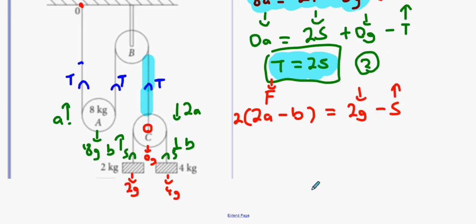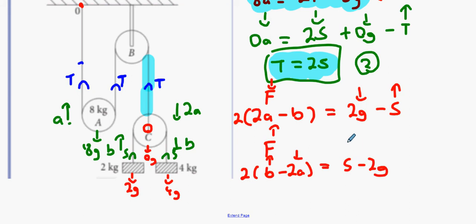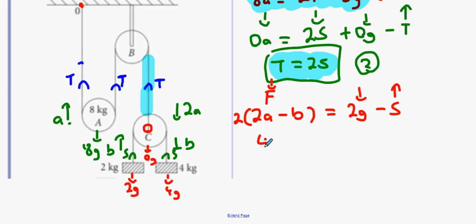If I did this the opposite way around, and I said I want the force going upwards, in that case I would have 2 times b, because b goes upwards, and 2a would be going downwards, and then I would just say that equals S minus 2g. And once again, you end up with the minus 1 version of the other equation, so it doesn't make a difference. So you multiply across by 2, 4a minus 2b, 2g minus S.